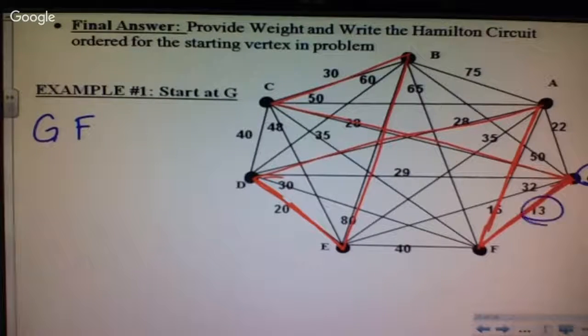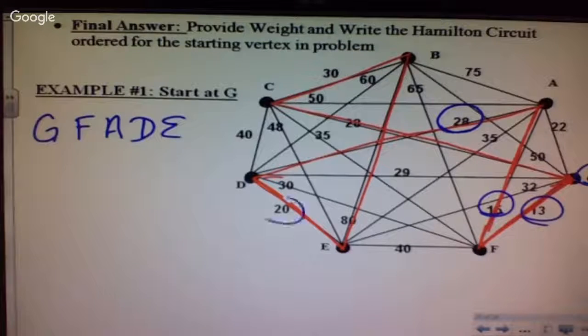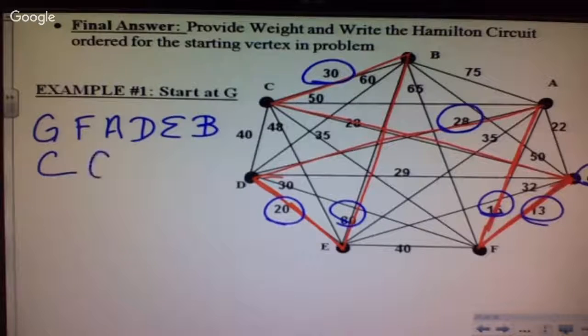That is 13. From F, I need to go to A. F to A. That's 15. A to D. That's 28. D goes where? D goes to E. Good. Okay, then B, so that's 80. B goes to C, and that's 30. And C goes to G, and that's 28.